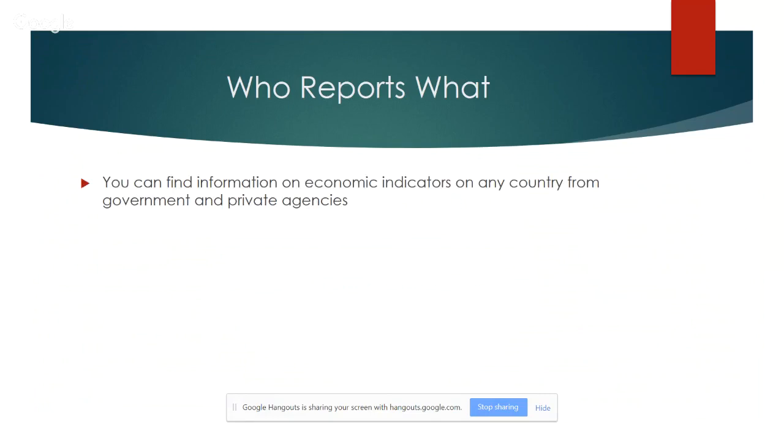Most of the economic indicators you can find on any country and government agencies, right? So you don't necessarily have to do it on America, although today that's what we're going to focus on. We're going to focus on US economic indicators, but you can do this for countries in Europe and Asia, Africa, all over the world. And they don't have to be from government agencies. They could be from private corporations that collect research and report their findings as well.